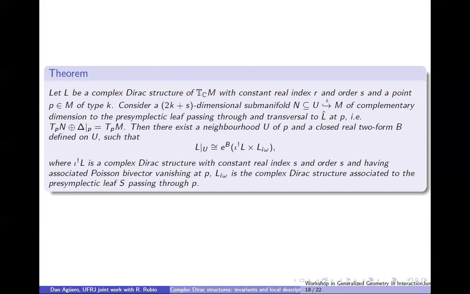Perhaps you could compare it with the case of a generalized complex structure. Well, this recovers, for example, the Abouzaid–Boyarchenko theorem. When you take R equal to zero and S equal to zero, this recovers the Abouzaid–Boyarchenko theorem. This E backward L will be a generalized complex structure because the index is zero and the order is zero. The real index is zero. We have a possible Poisson bivector vanishing at points. And the L_{iω} will be a symplectic structure. That is a cover of the Abouzaid–Boyarchenko theorem.